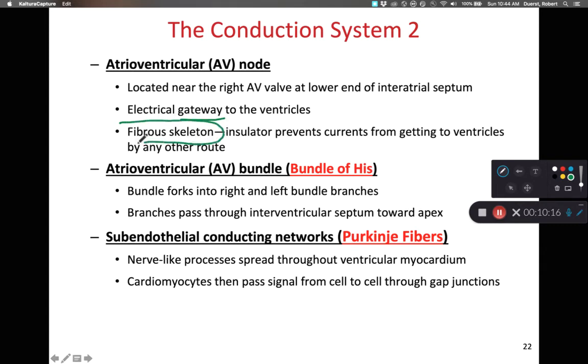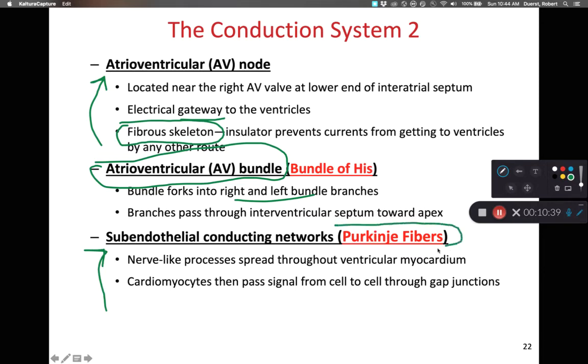There's going to be a fibrous skeleton that we talked about a couple recordings ago that helps to electrically insulate the atria from the ventricles, so that the signal can only get to the ventricles through that AV node. The AV bundle will branch to the left and right bundle branches, and then ultimately those bundle branches will branch into Purkinje fibers. The new school name we're looking at now is subendothelial conducting network, which I guess is the more descriptive name, but I guess I'm a little crusty. I just love the word Purkinje. It's fun to say, Purkinje fibers.